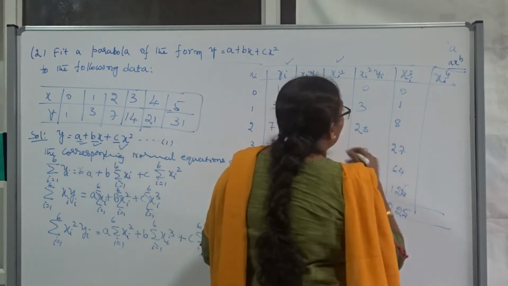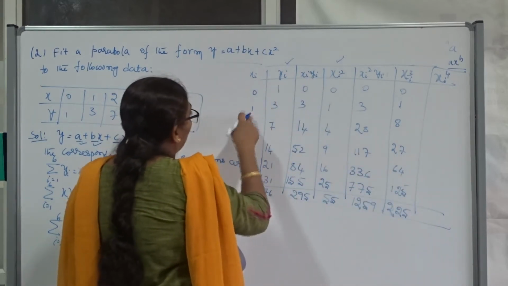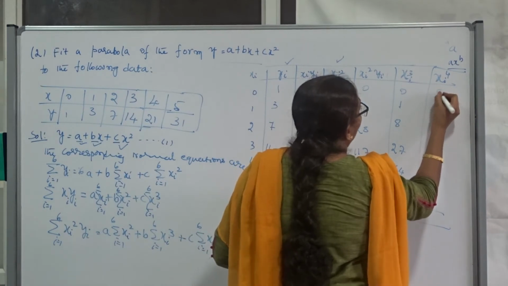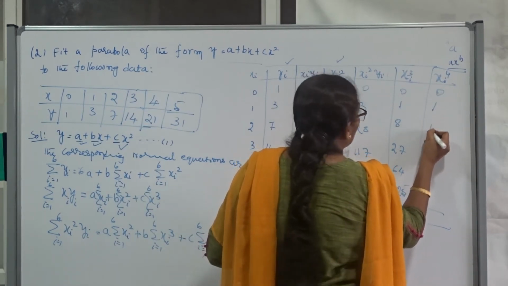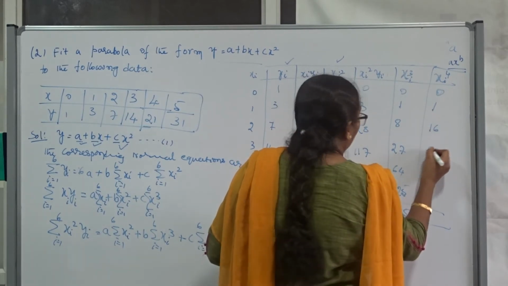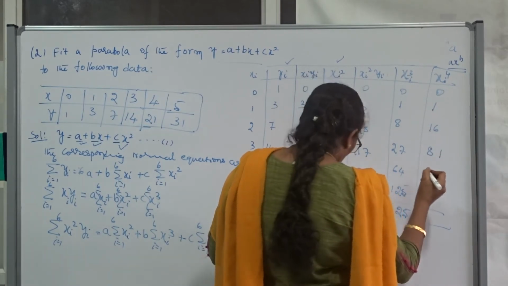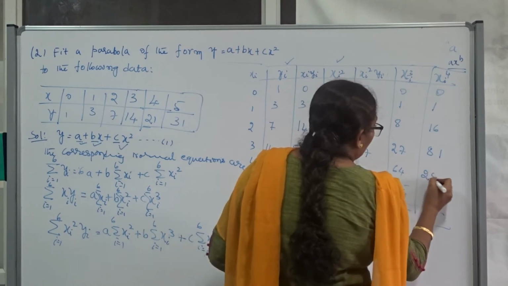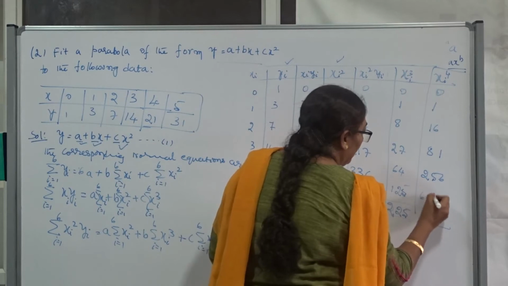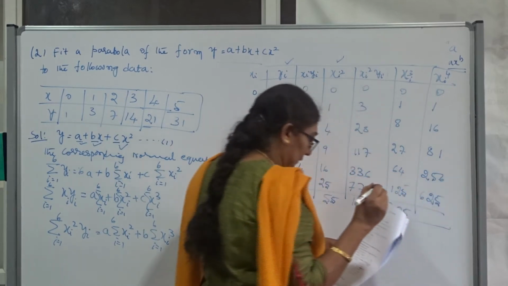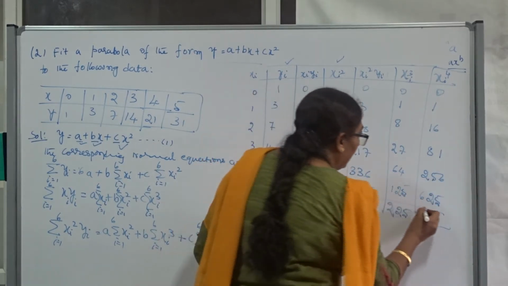Next, 0 to the power of 4, 1 to the power of 4 like that: 0, 1, 16, 81, 256, and then 5 to the power of 4 is 625. What is the total of this? The total of this is 979.